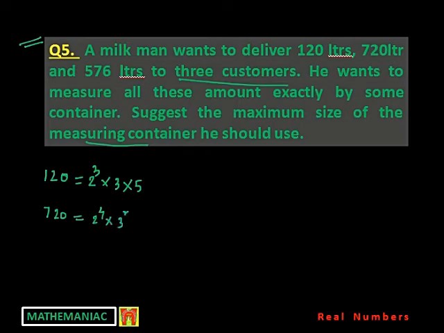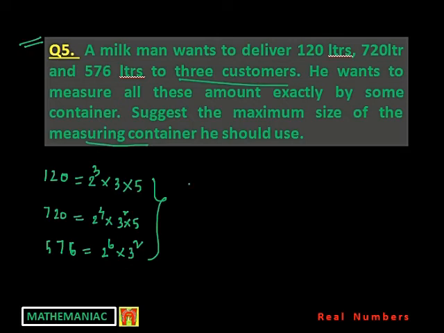2 to the power 4, 3 square into 5, right? Please check once whether I wrote the correct prime factorization or not. 576 is actually 24 square. 24 square. 24 square is, 24 is 8 into 2 cube, 2 to the power 6 into 3 square. Now, if somebody asks, please check once about the prime factorization.